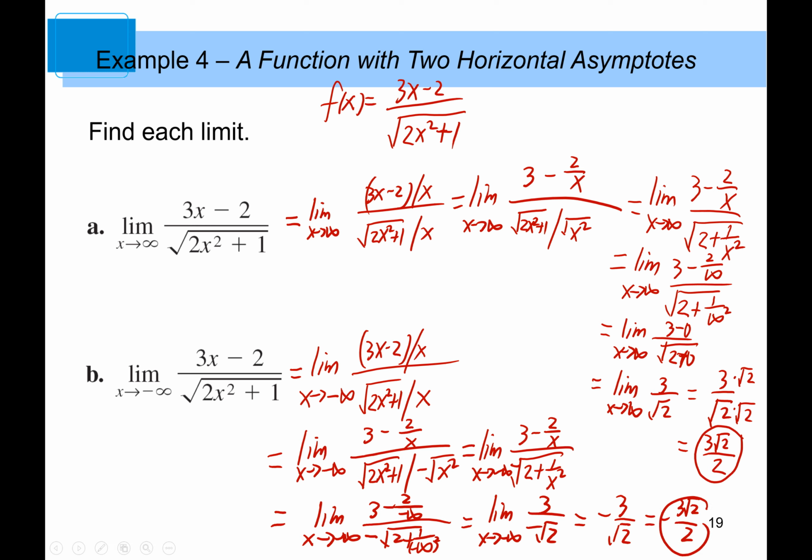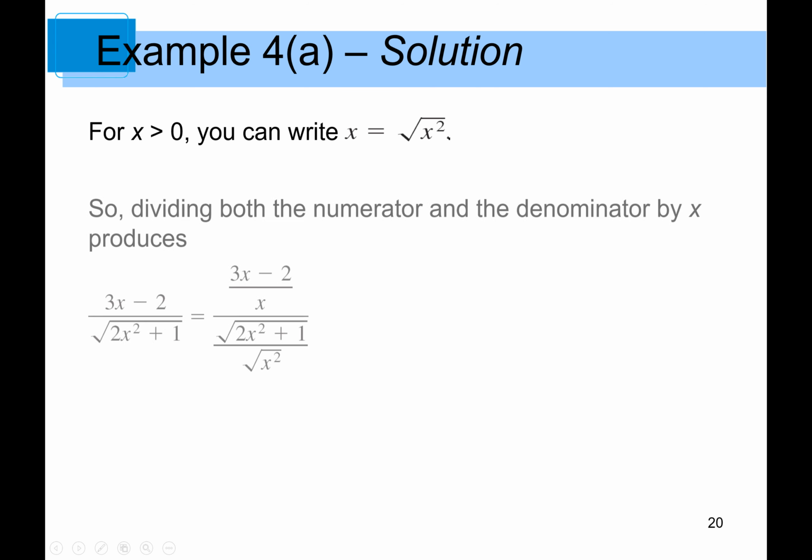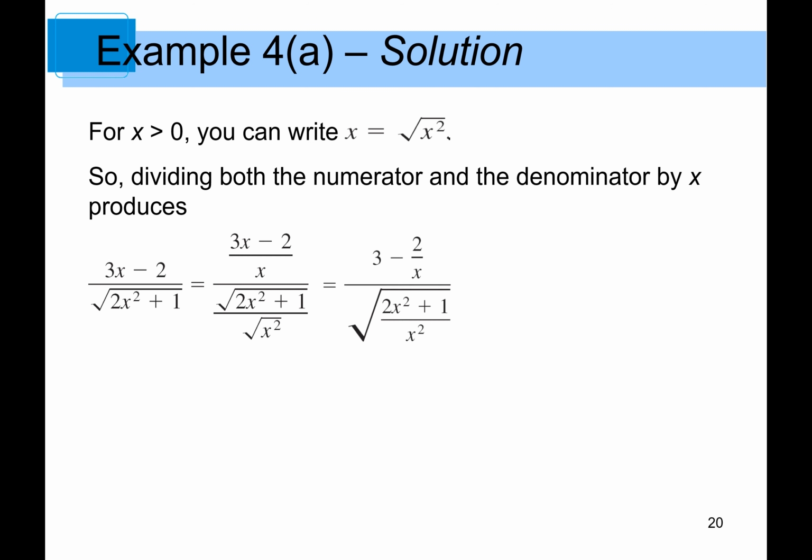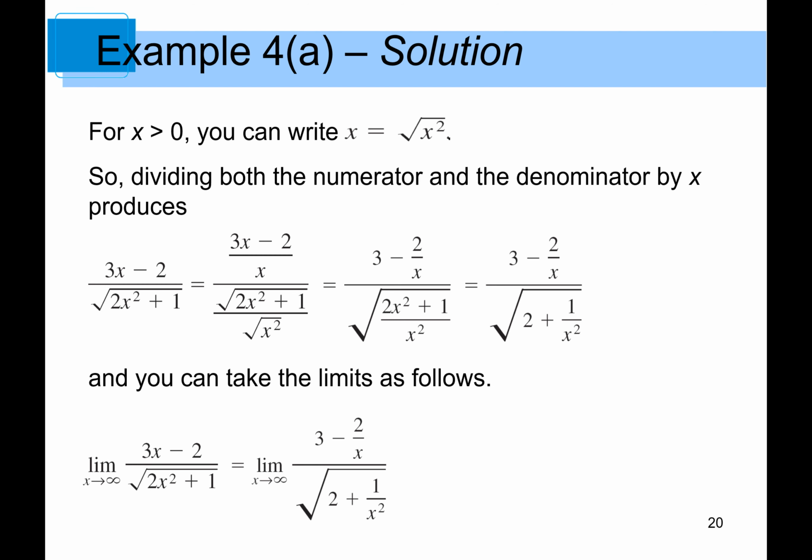In this case, the left-hand behavior and right-hand behavior end up with opposite results. That's a function with two horizontal asymptotes. Okay, it's the detailed demonstration.